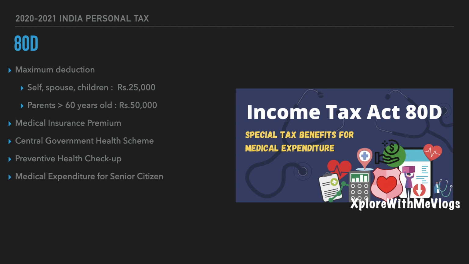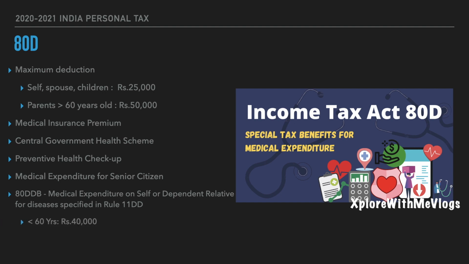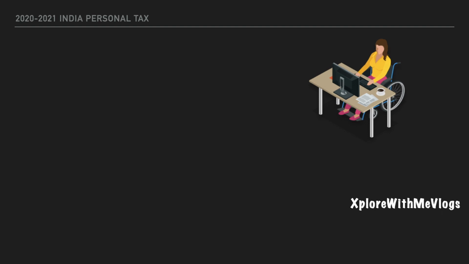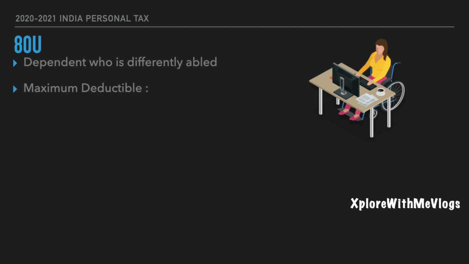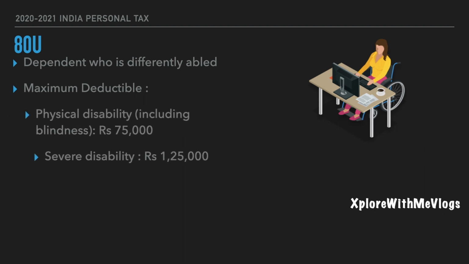This can be availed via medical insurance premium, Central Government Health Scheme, preventive health checkup, and medical expenditure for senior citizens. The 80DDB is available with respect to any expense incurred towards treatment of specified medical diseases or ailments mentioned in Rule 11DD for self or any of his dependents. It has a max deduction of 40,000 rupees for age less than 60 and rupees 1 lakh for senior citizens. Under Section 80U, a deduction of 75,000 rupees is available to a resident individual who suffers from a physical disability, including blindness, or mental retardation. In case of severe disability, one can claim a deduction of rupees 1,25,000.